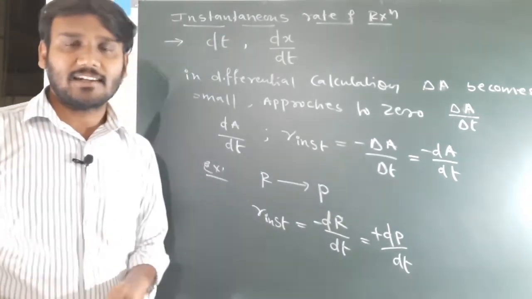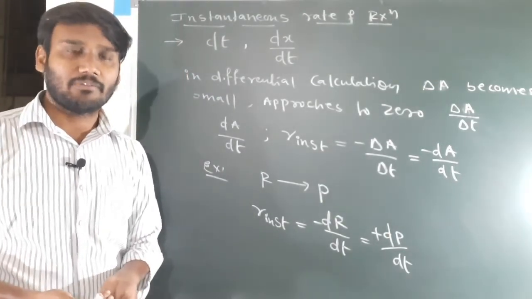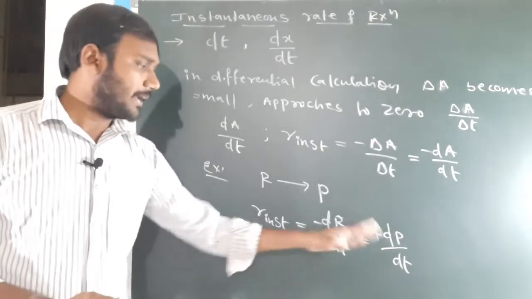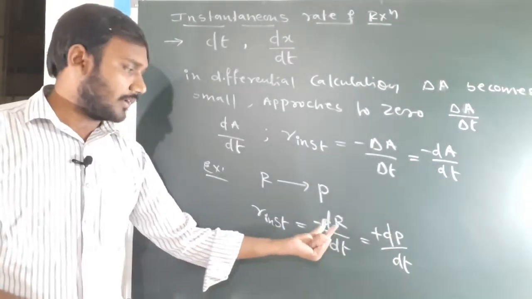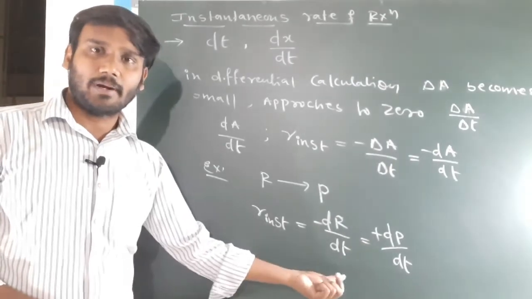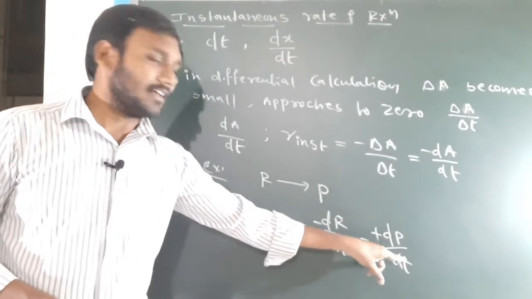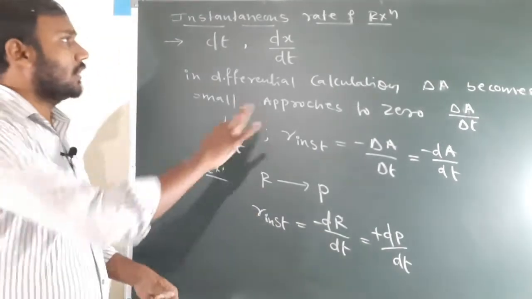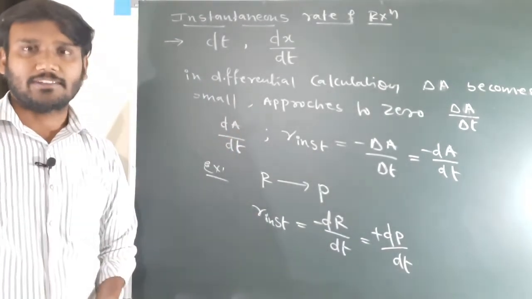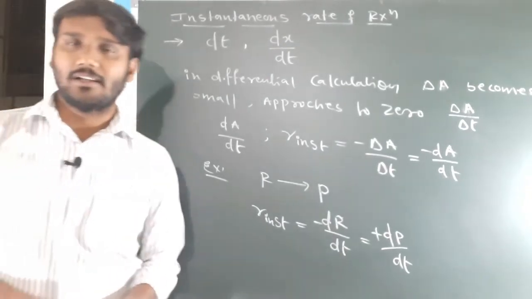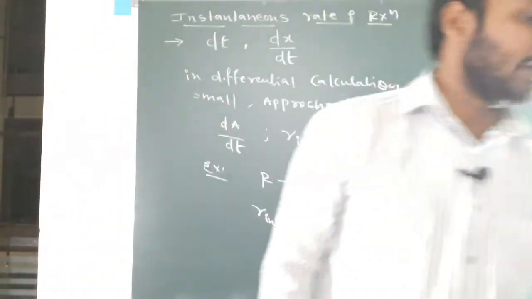So now at the instant time, we can represent the rate of reaction in terms of d. The remaining is as usual the same. So it is the decreasing concentration of the reactant per time and the increasing concentration of the product per time. So this is the instantaneous rate of reaction. Next we will discuss the calculation of instantaneous rate of reaction.